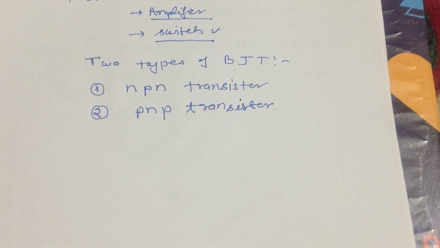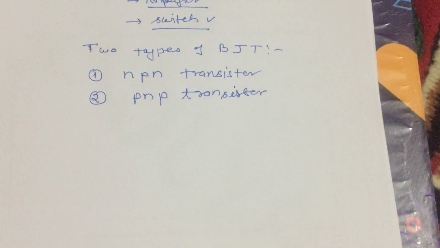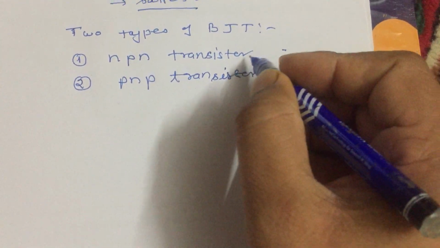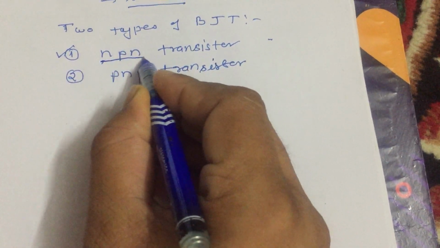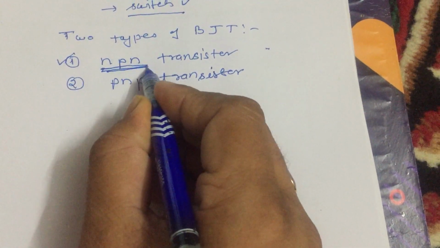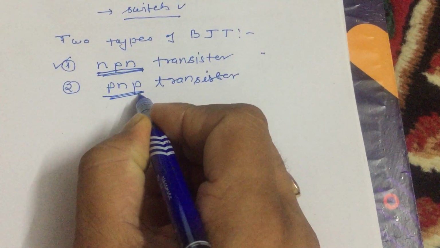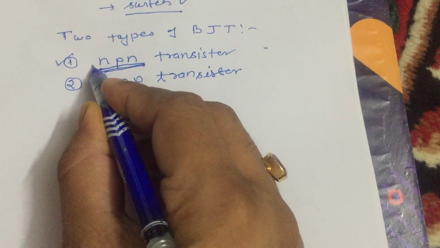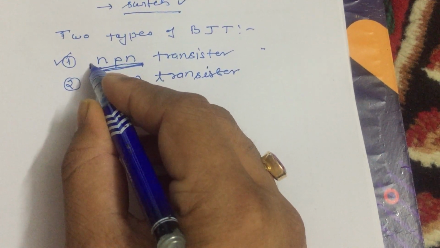Now one question arises in examinations: which one is better, NPN or PNP? Both are used in almost all electronic circuits, but if we want to prefer one, we prefer the NPN transistor. Why NPN? Because in an NPN transistor the majority of current flow is due to electrons, and in a PNP transistor the majority of current flow is due to holes. And we know that the mobility of electrons is higher than that of holes, so we prefer NPN over PNP.